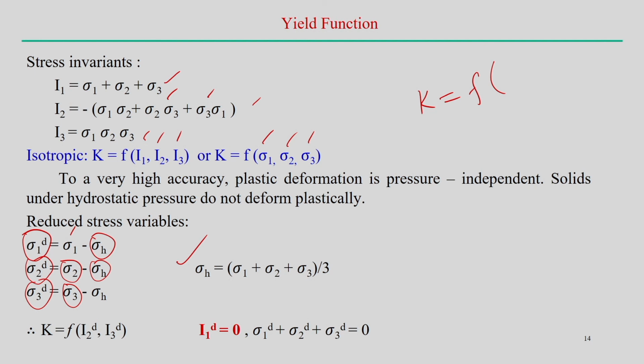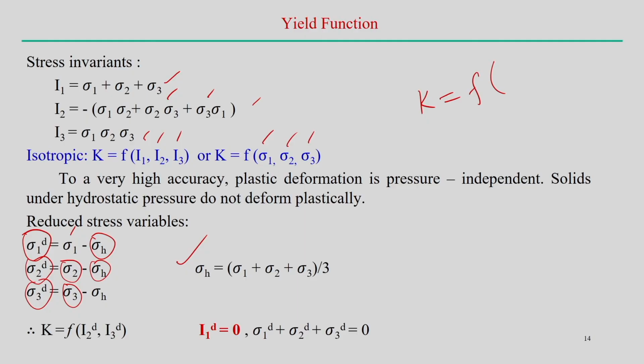Now, instead of the stress invariants I1, I2 and I3, if we assume that plastic deformation is independent of the hydrostatic stress component, then we can represent this functional form in terms of the stress invariants of the deviatoric component.